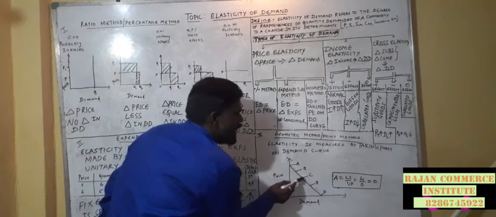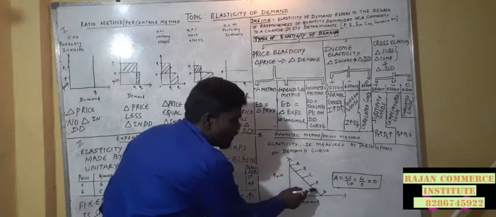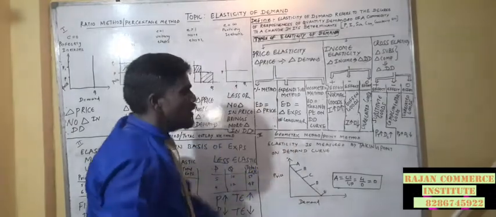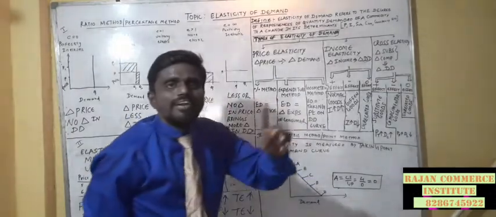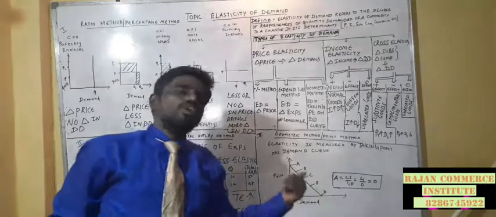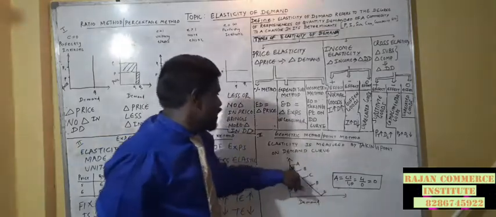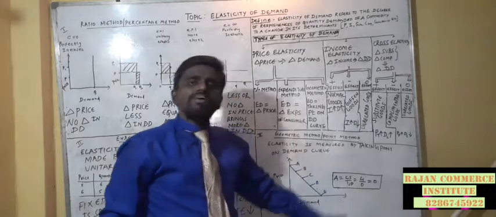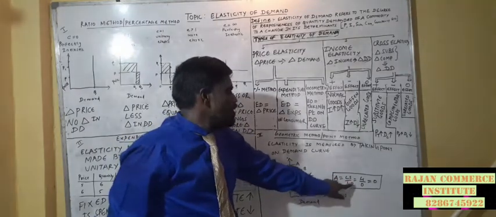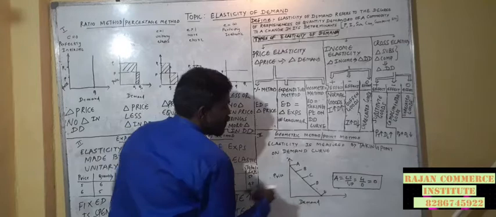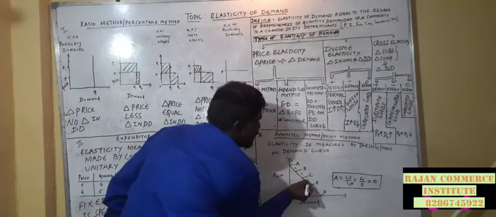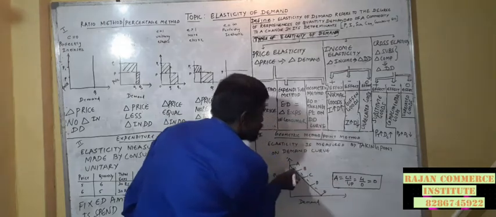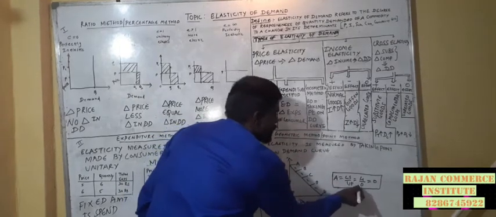If you are taking any point on this demand curve, we have to calculate the elasticity of that particular point. There's a formula for calculating the elasticity at that point. Suppose I am taking point A. Elasticity at point A is equal to lower segment upon upper segment. Each division is 1 unit. Lower segment is 4 units. Upper segment is 0.